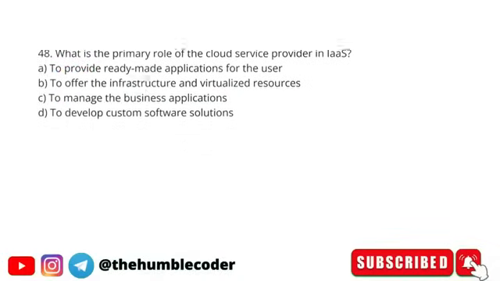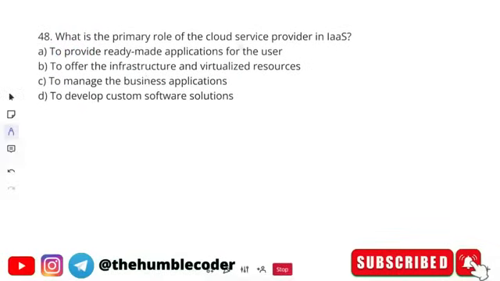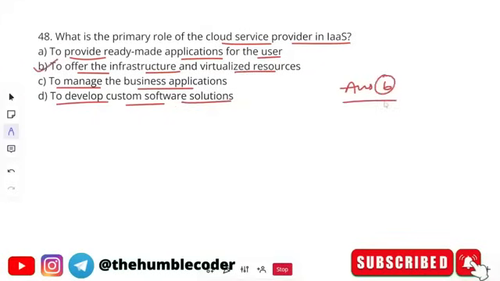Moving on to the next question now. What is the primary role of a cloud service provider in IaaS? The options are, A, to provide ready-made applications for the user. Option B is to offer infrastructure and virtualized resources. Option C is to manage the business application. Option D is to develop custom software solutions. The correct answer is option number B, that is to offer the infrastructure and virtualized resources.